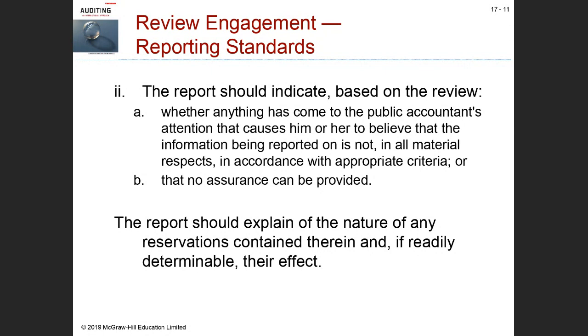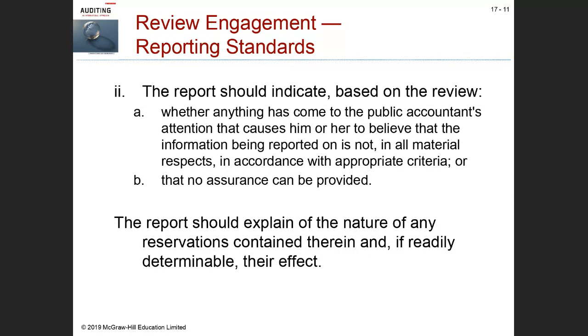That's negative assurance. We're not saying the financial statements present fairly, because in a review engagement, you're not conducting sufficient work to be able to say that. You're just saying, based on our limited procedures, inquiry, analytical procedures, and discussion, that nothing has come to our attention that causes us to believe the financial statements are not in accordance with IFRS or whatever the other accounting framework is that you're using. And we're going to state that no assurance can be provided in the engagement.